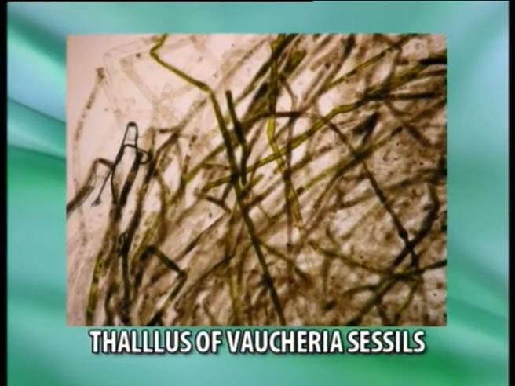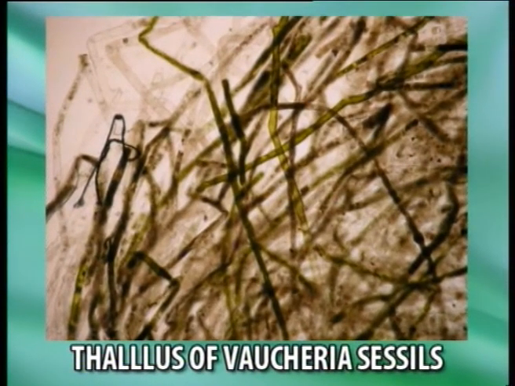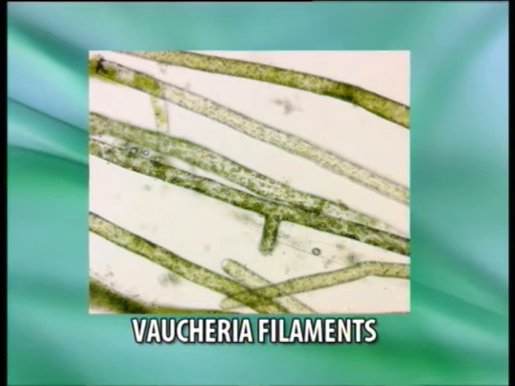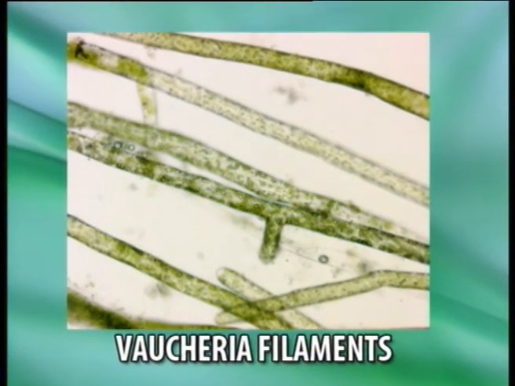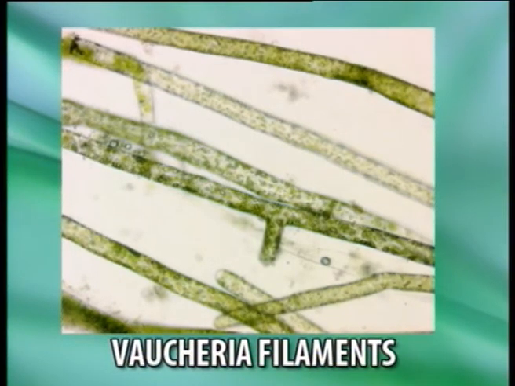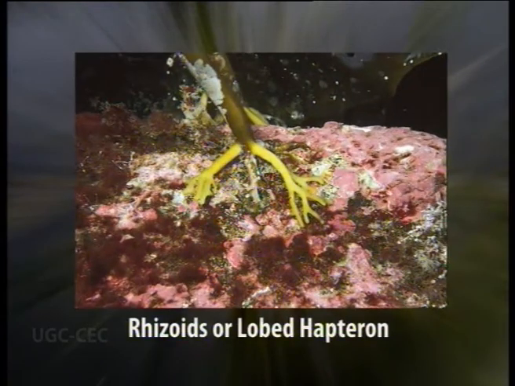Vaucheria sessilis occurs both on land and in water, while Vaucheria uncinata is aquatic and Vaucheria amphibia is amphibious. Thallus structure. The thallus is composed of yellowish-green cylindrical coarse filaments branched at irregular intervals. In terrestrial species, the thallus is attached to the substratum by small tufts of colorless rhizoids or a lobed hapteron.